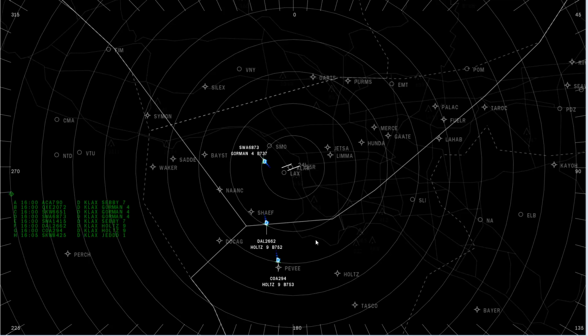So Continental 294, as you can see, is now making their left turn to head out to Holtz intersection. They are already well above the 10,000 foot handoff, so let's go ahead and hand them to center. And we have another departure coming, so we'll do this quickly. We click on them to initiate the handoff and wait for it to flash. And this particular sector is all 119.95.